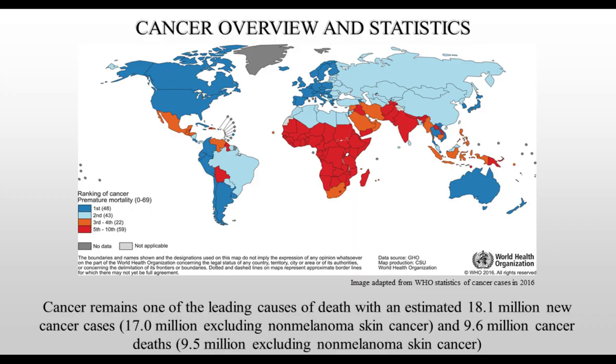So to begin with, here are the cancer statistics obtained from the World Health Organization, which show the prevalence of cancer throughout the globe. In the image, it can be seen that premature mortality rates are significantly higher, and cancer is the number one leading cause of death in 48 countries, which are indicated by the blue color. It is the second leading cause of death in countries marked with light blue color, and countries with the fourth and fifth leading cause of death are marked in orange and red color.